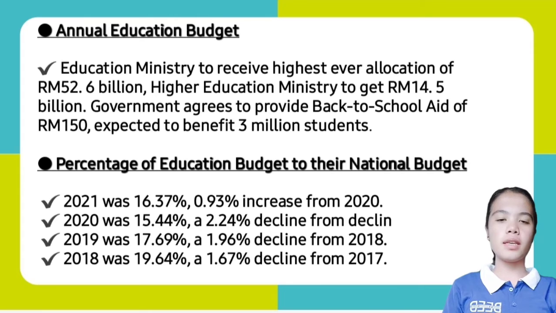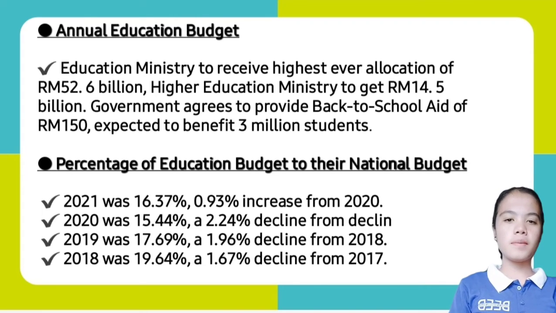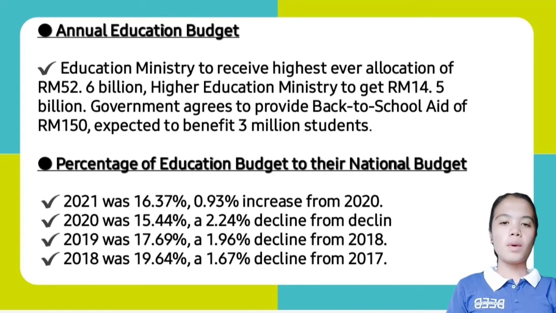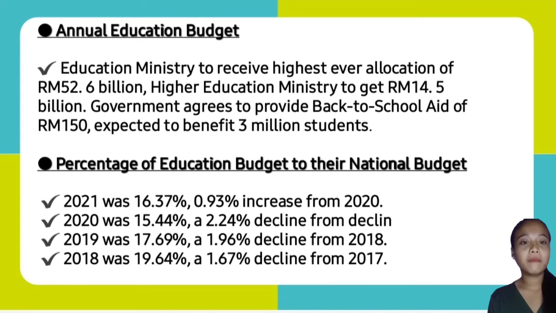The annual education budget in Malaysia. The Education Ministry is to receive the highest ever allocation of 52.6 billion. The Higher Education Ministry is to get 14.5 billion. The government agrees to provide back-to-school aid of 150, expected to benefit 3 million students.